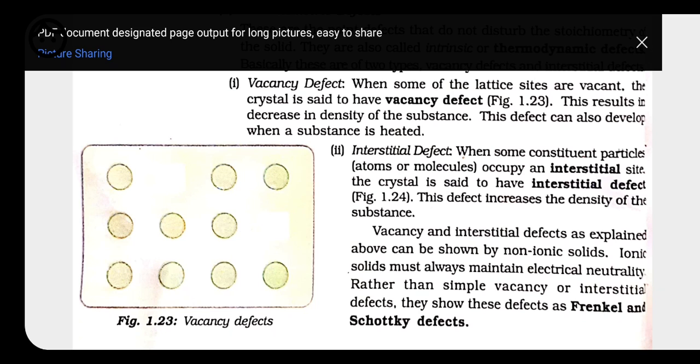So for this one, in the first row, how many atoms are present? Here we should have 4 atoms, but here we have only 3. In the second row also we should have 4, but here we have 3. But in the third, all the 4 atoms are present. So here the position of some of the atoms is vacant. That site is called a vacancy defect.